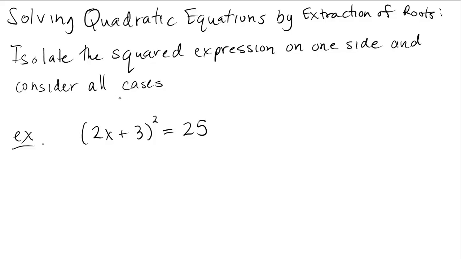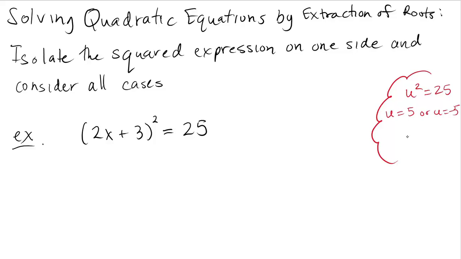So we've already isolated the squared expression on one side. Then the rest of the instructions say consider all cases. What do we mean by that? Well, this is saying that this expression squared is equal to 25, and there are two different ways that that can happen. We saw this when we originally discussed square roots. If you know that the square of something, I'm going to call this something u, is equal to 25, well then there are two possibilities. U could be 5 or negative 5. Those are the two cases we have to consider.